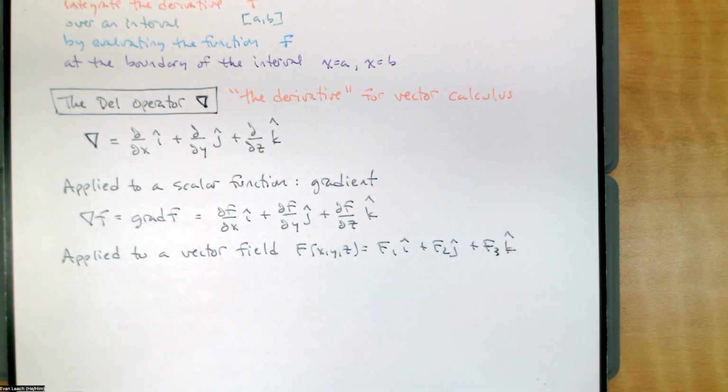So at this point, we are looking at a vector field, and we have this del operator, which is itself a vector. So I've got a vector, the del operator. I've got another vector, the vector field. What am I going to do to combine them?